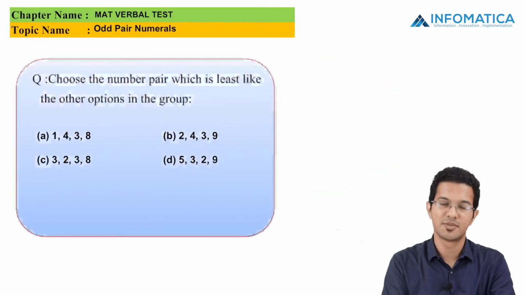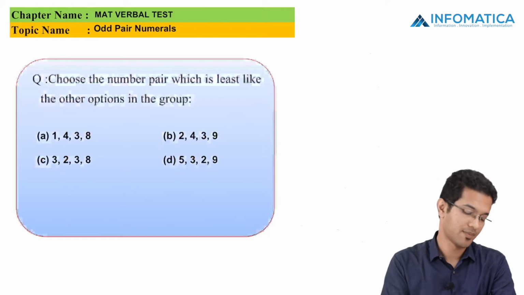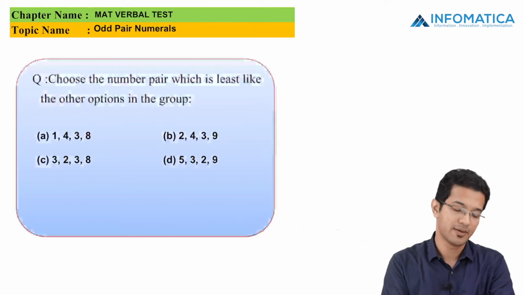Let us go for the next MCQ. Option A is 1438. Option B is 2439. Option C is 3238. And option D is 5, 3, 2 and 9. Let us check the solution.